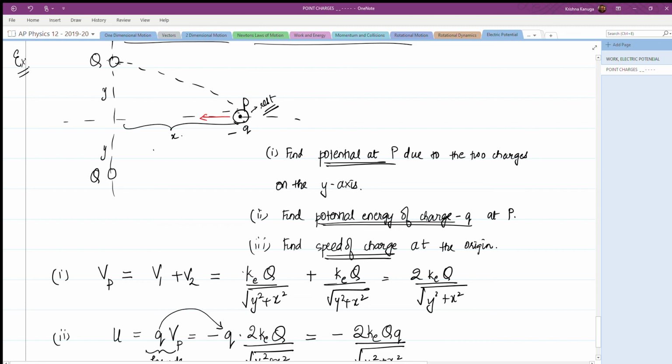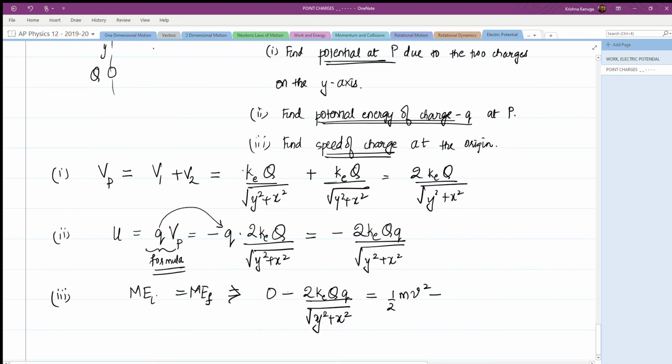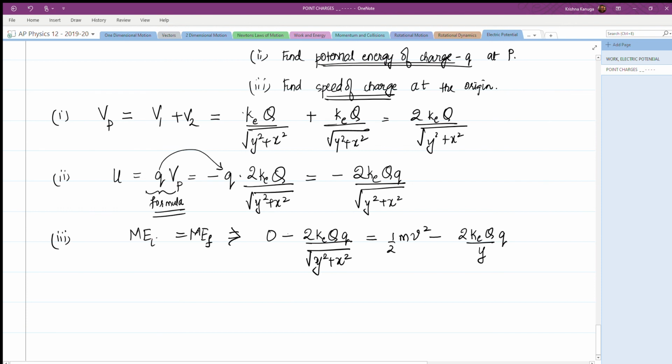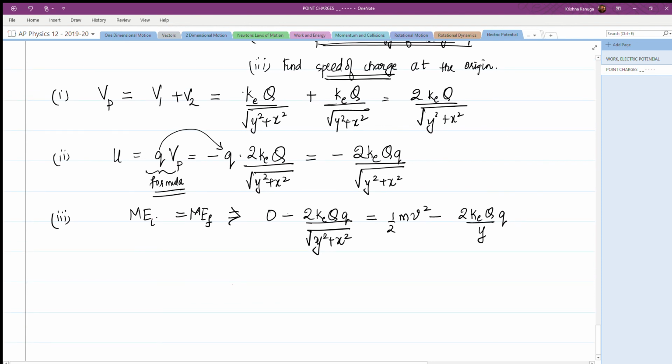I'm assuming that you did your calculation and you have the following answer for the potential energy. It should be -2 KEQ over Y. The potential is plus 2 KEQ over Y, but you multiply it by the negative charge and you have the negative sign. Now we can solve for V. Let's move things around. We get 1/2 mv square is equal to 2 KEQQ over Y plus 2 KEQQ over square root of Y square plus X square.